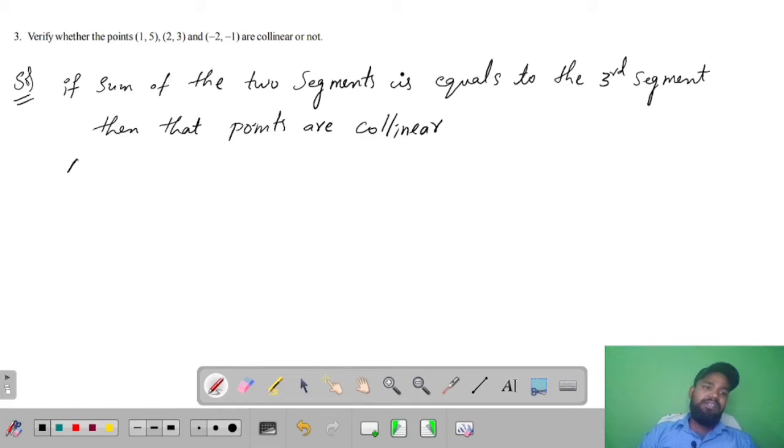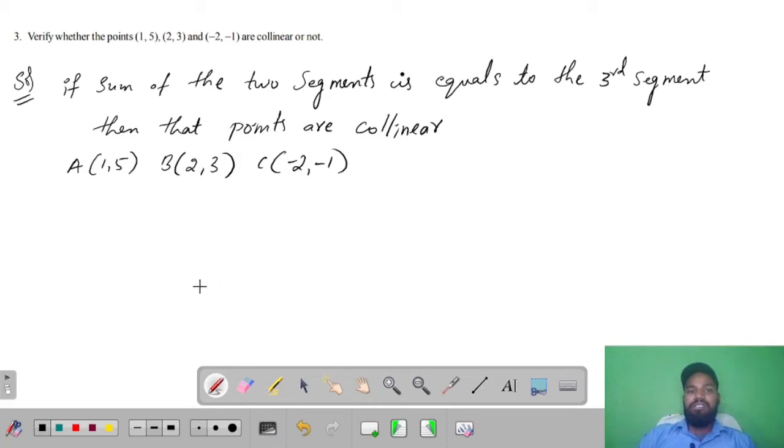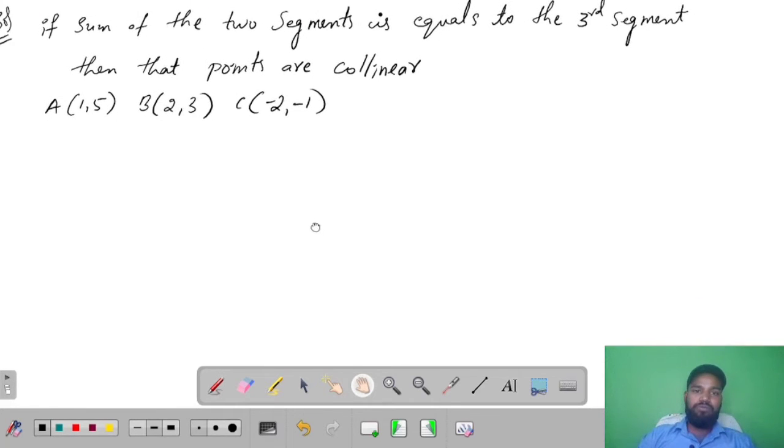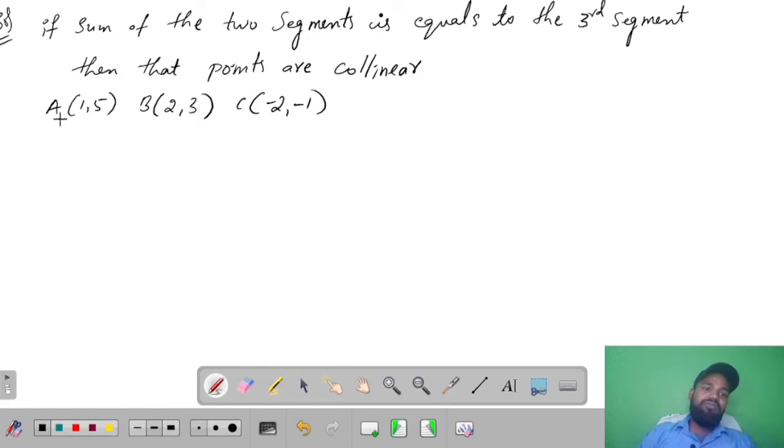I am taking A equals 1 comma 5 and B equals 2 comma 3 and C equals minus 2 comma minus 1. So these are the 3 points given. Now what we do here, we are checking. First we will do for AB. AB equals under root distance formula. So I am writing the distance formula first.